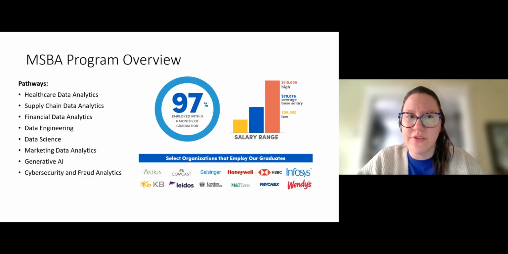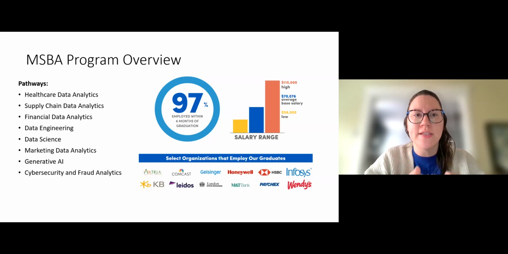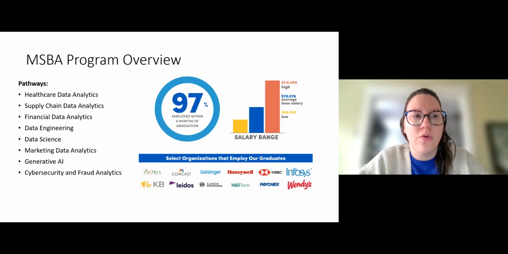Though I'm going to cover every single thing on this slide in depth throughout the presentation, I wanted to start with an overview of the program. One of the things that we pride ourselves in are our pathways, which are the different types of journeys that you can take in the MSBA program, or basically focus areas. So we have healthcare data analytics, supply chain data analytics, financial data analytics, data engineering, data science, marketing data analytics, generative AI, cybersecurity, and fraud analytics. So there are a ton of options. I will go through each of those in depth with the types of courses that you would take if you were going to choose one of those focus areas.